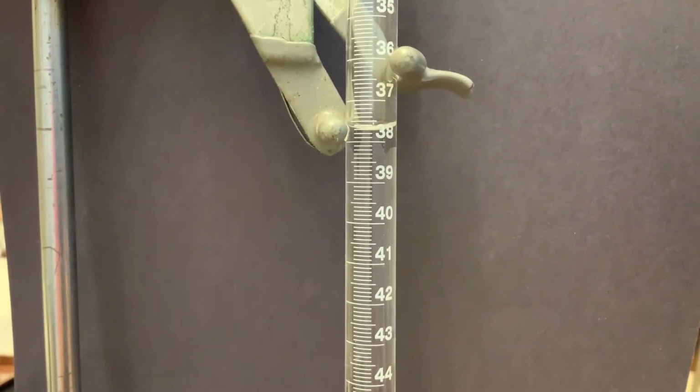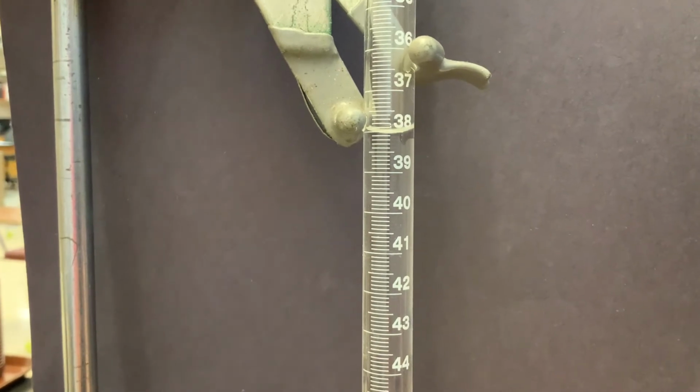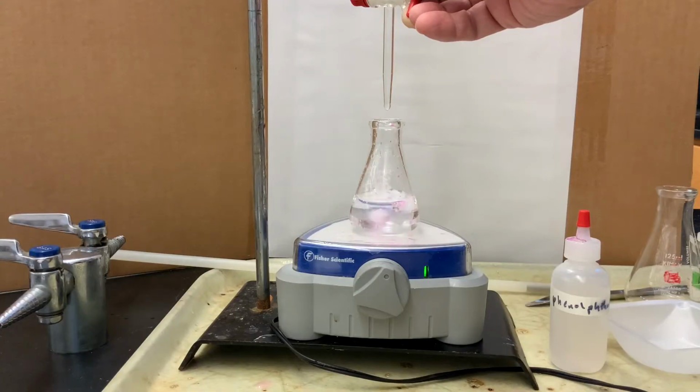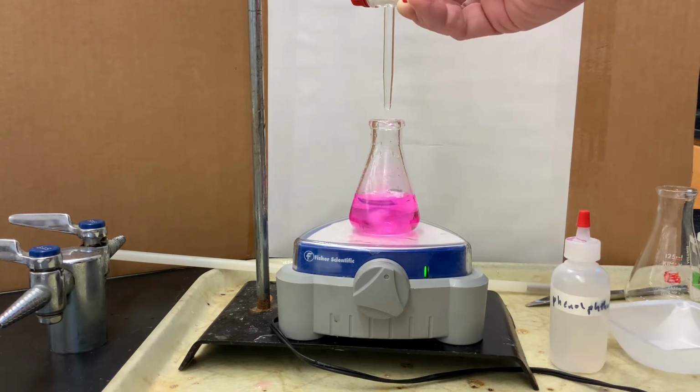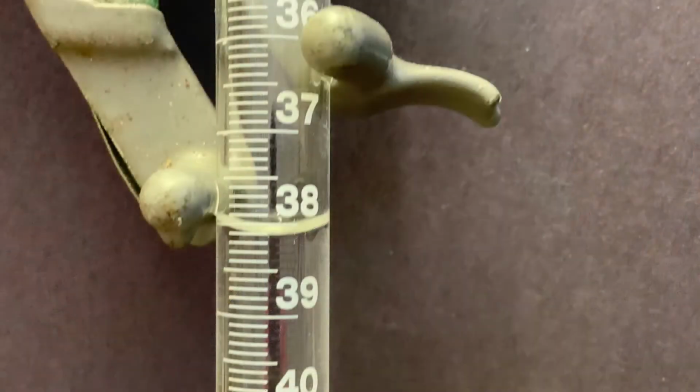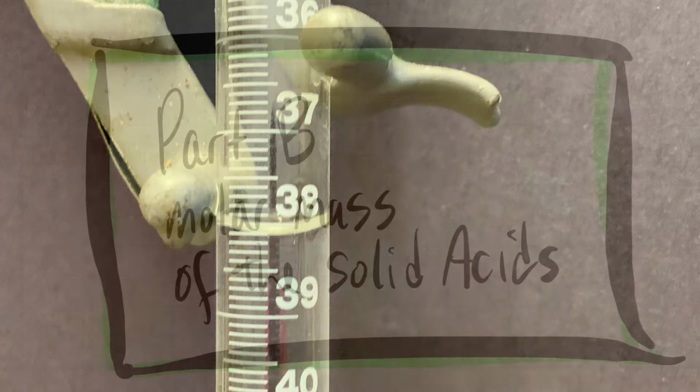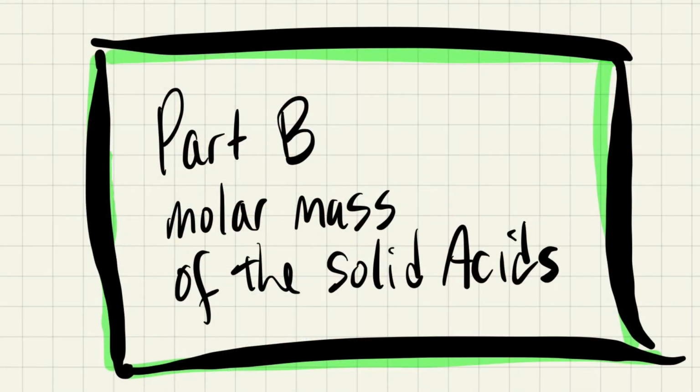And seems like, oh, nope, a little bit more. And that must be it. So notice that the phenolphthalein pink color lingers longer as we get closer and closer to the equivalence point or the end point when the color actually remains. And now you can record your final volume. And then we'll be ready to move on to Part B, the molar mass of a couple of solid acids.